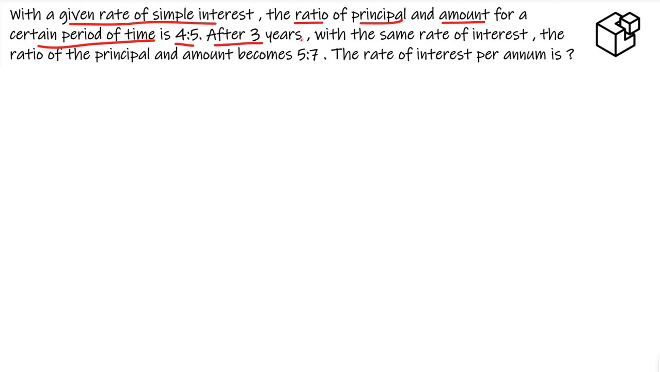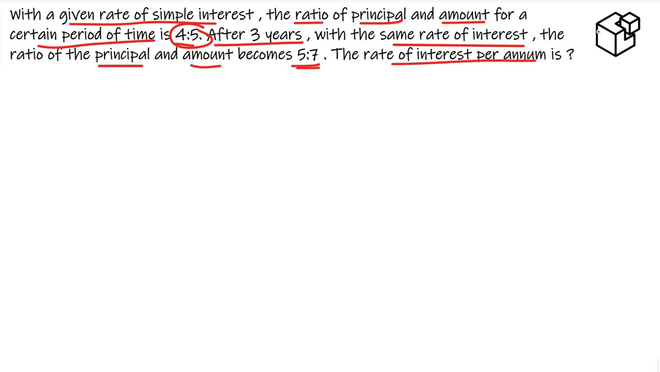But after 3 years, तो वो जो टाइम था उसके 3 साल बाद, तो मान लो पहले 10 साल था, तो 13 साल बाद what will happen is, with the same rate of interest, the interest rate will remain same. तो amount और principal का पहले ratio था 4:5 और अभी हो गया 5:7, and you need to figure out the rate of interest. So let's talk about how we can solve it.